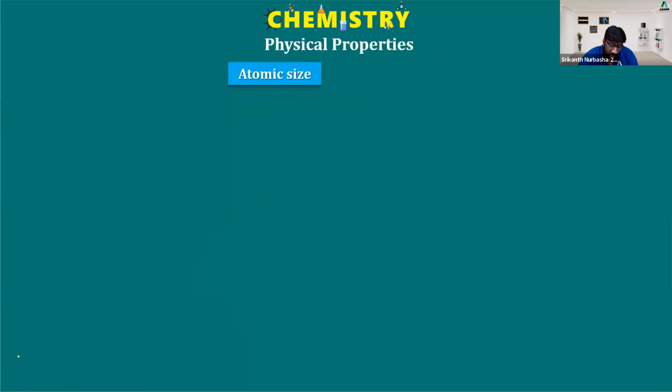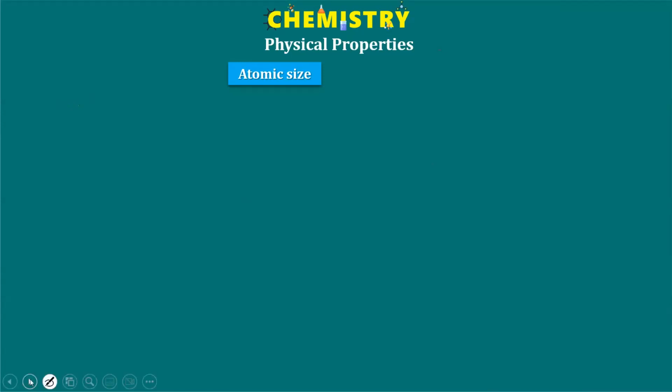First, let us talk of atomic size. What happens from top to bottom? Size increases, because the electrons are entering the next higher energy level. So lithium, sodium, potassium, rubidium, cesium, francium: from top to bottom, size increases in group 1 as well as in group 2. Now compare group 1 and group 2. Which has more size? Group 1 has more size.